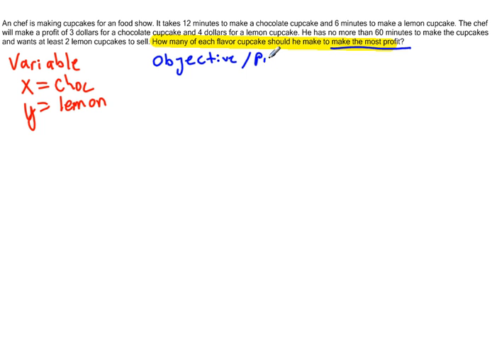So we're going to say our objective is profit. And what you do is you look through the problem and see where it discusses profit. In this case, the chef will make a profit of $3 for chocolate and $4 for lemon. We said x was chocolate, so 3x plus 4y is going to equal our profit.